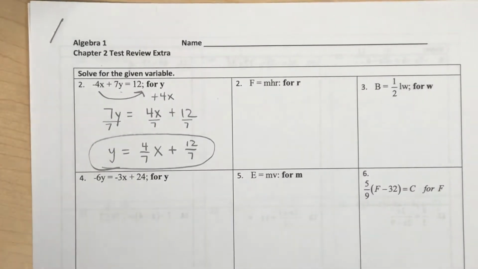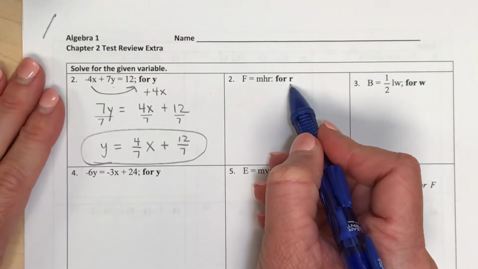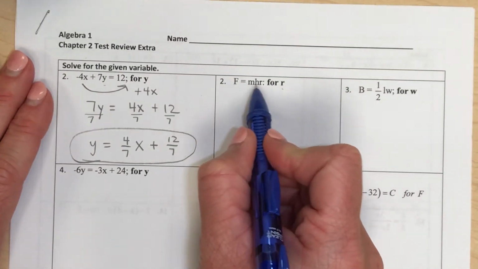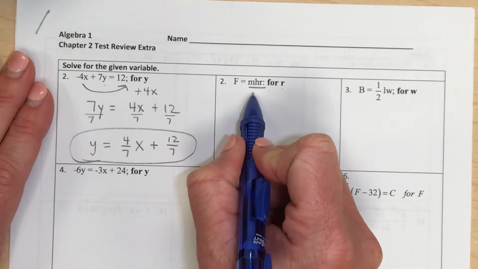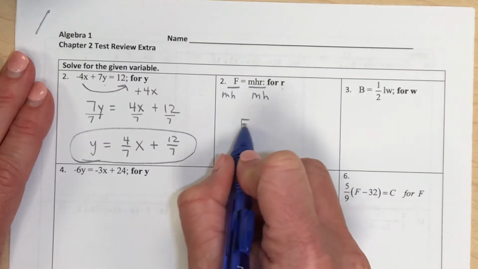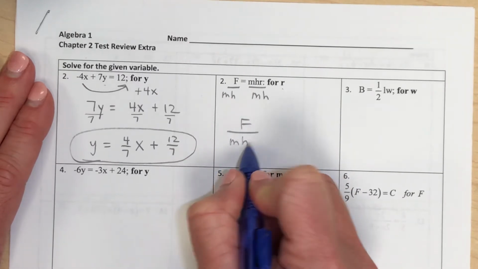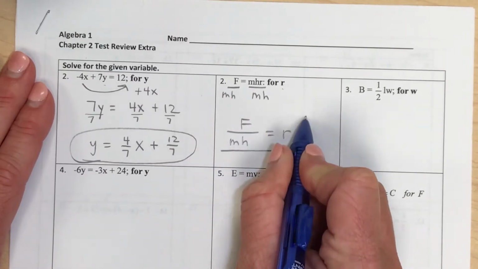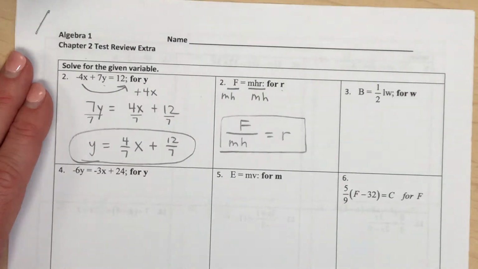Okay, now number 2, to get the letter r by itself, we're going to undo a multiplication by the m and the h, and that would be divide. So our f divided by mh will equal your r term, and that's how you solve number 2.